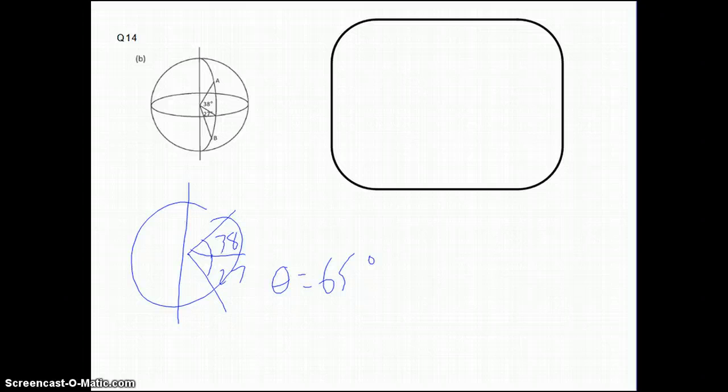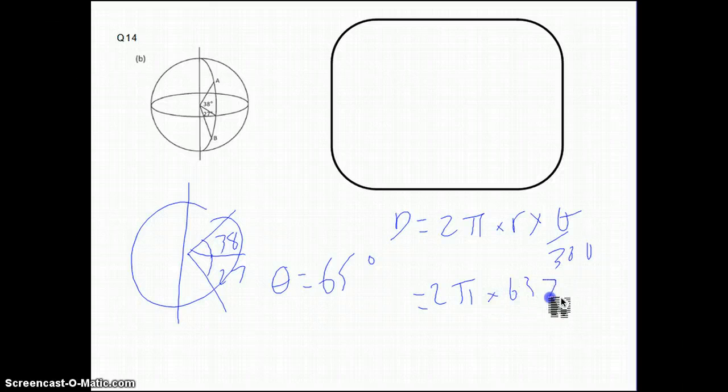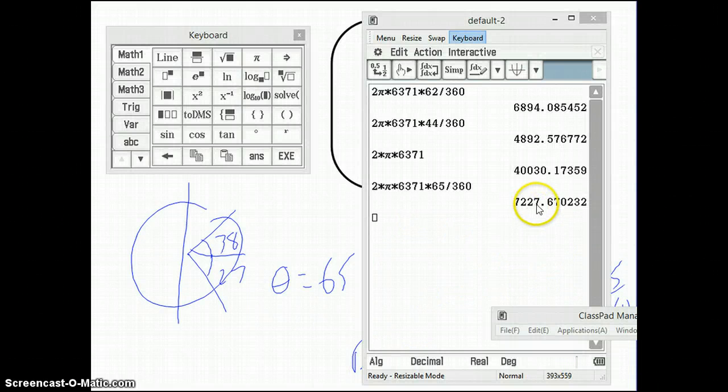So again, that means we can use D is equal to 2 pi r times theta over 360, giving us 2 pi times 6371 times 65 out of 360. And again, you can use your calculator to work that out, and we will get 7,227.67 kilometers. So that would be our final answer.